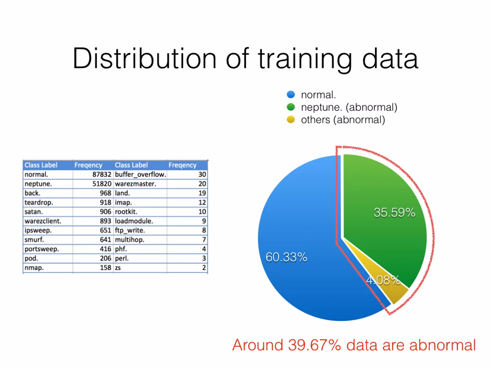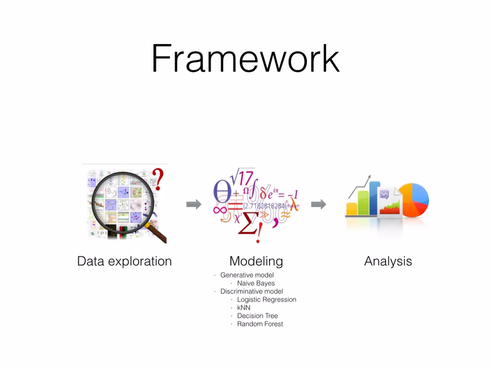Neptune is kind of like a tag, and we have around 36% of Neptune, which means that this data set is very skewed. I mean, the distribution of the classifiable is very skewed. So this is a part we have to take care of.